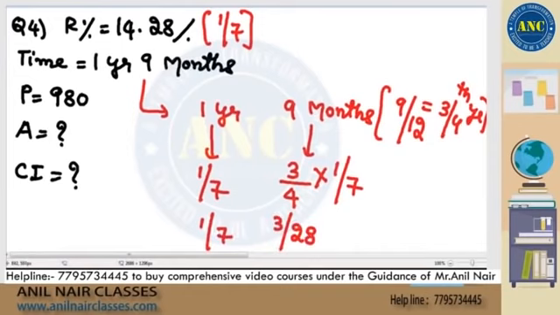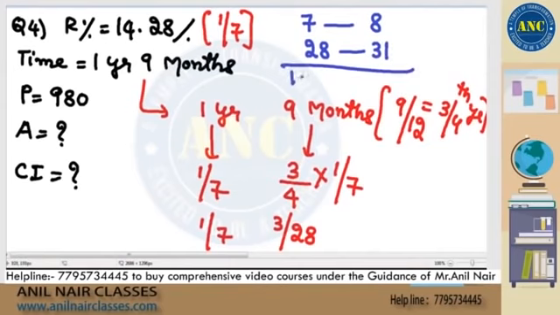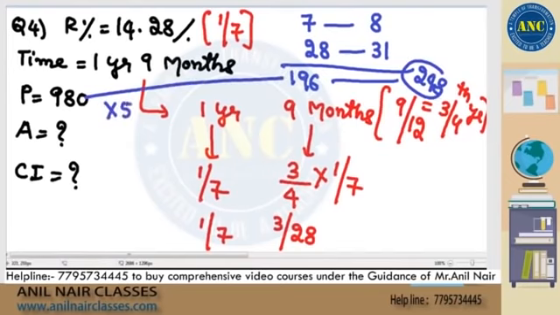Now the idea remains the same. For 7, 1 increase, it has become 8. For 28, 3 increase, it has become 31. 7 28s are 196. 31 8s are 248. 196 becomes 980, so it is into 5.